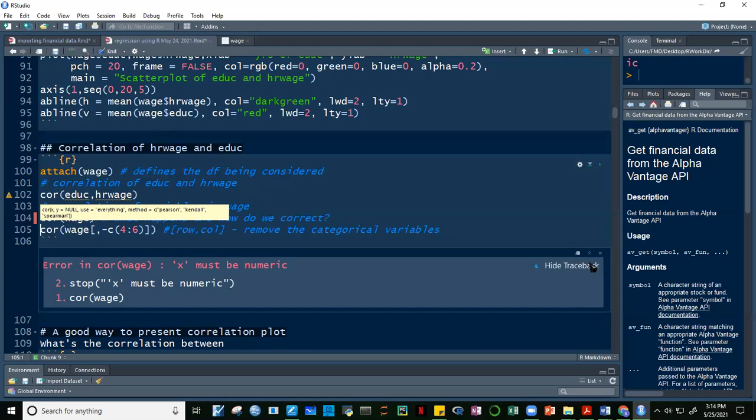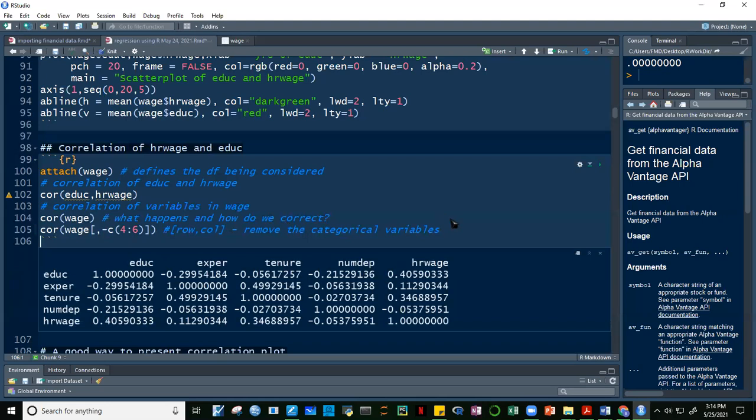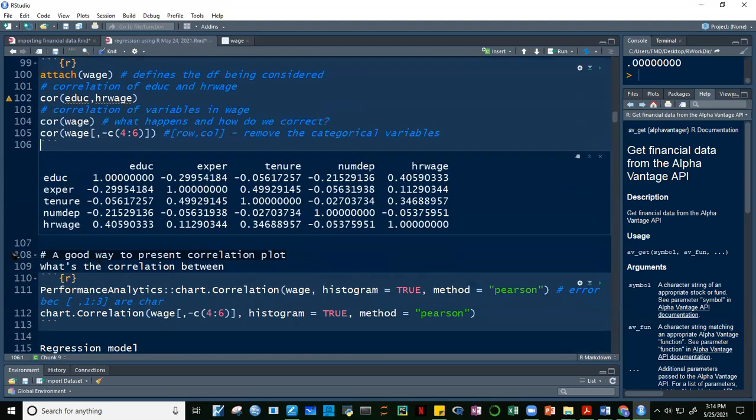So what we can do is, we can subset that. So correlation wage, lahat ng rows to, di ba? Comma. And tanggalin lang natin si negative C, 4 to 6 means we're removing columns 4 to 6. Okay, if you recall guys, di ba yung bracket natin, row, column. Okay, so let's run this. And then we have our correlation matrix. Yan. So tinanggal natin yung mga categorical variables.